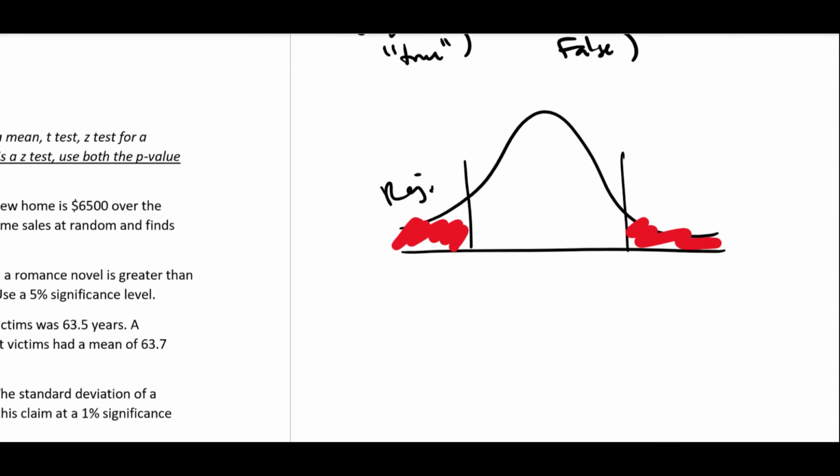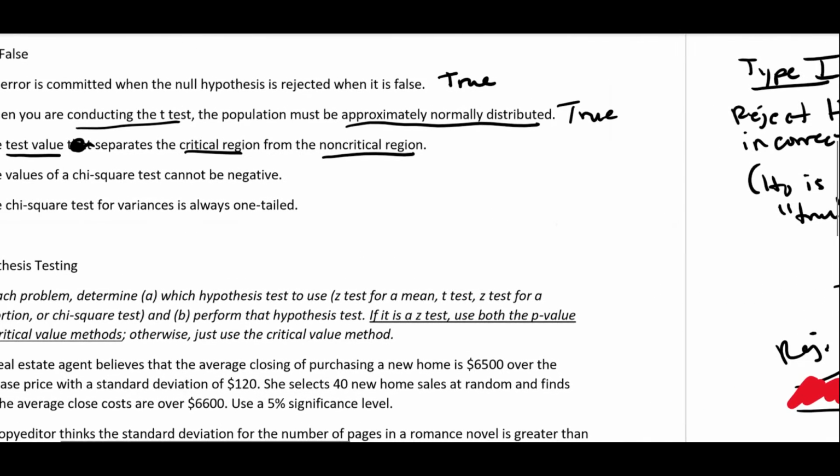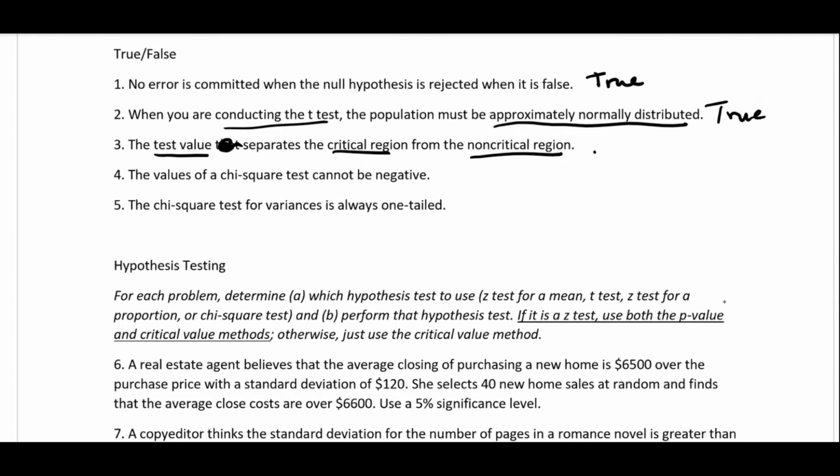So this will be like the rejection region. And this will be the non-rejection region, also known as the non-critical region, where you fail to reject H0. So remember, the value that separates those two is actually the critical value, not the test statistic. Like in this case, Z crit or T crit or chi-square crit, that's the critical value that separates those, not the test value. So this is actually false.